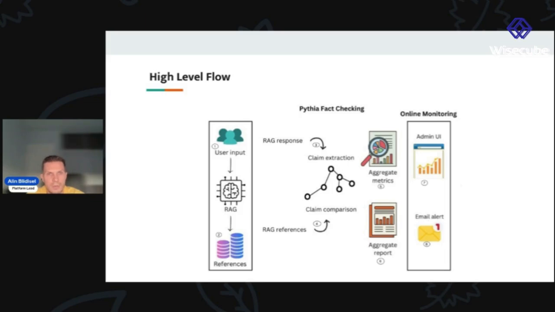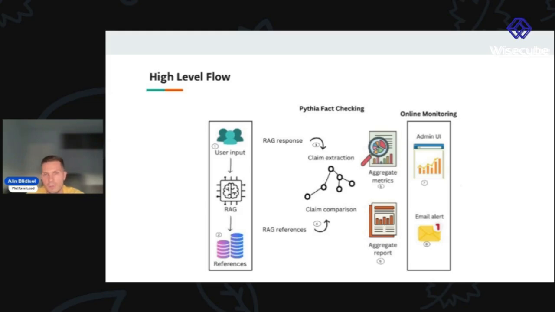Pythia will be called for fact checking, and the response and the references are sent to Pythia for extraction: in one case claim extraction, and in the other claim comparison. Based on that, we obtain metrics and a report that help us identify how accurate and clear the response from the LLM RAG is. And then, as a very helpful tool, we have online monitoring.